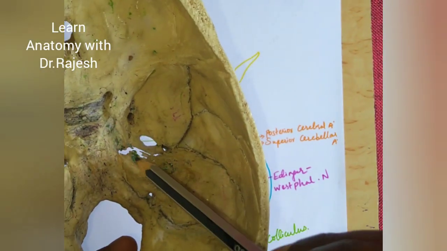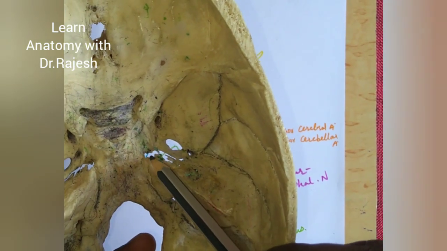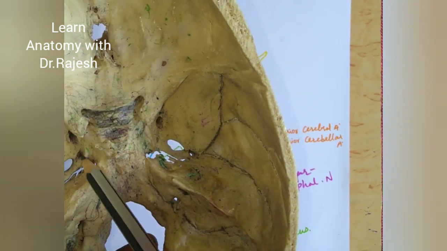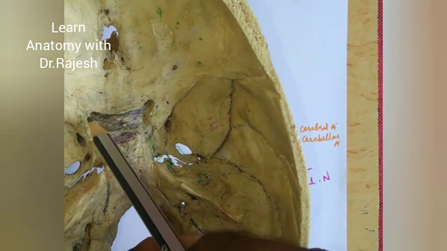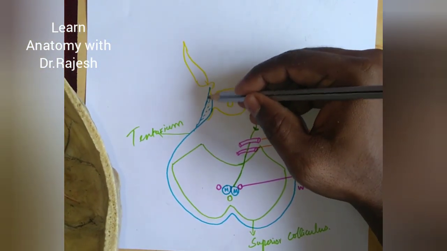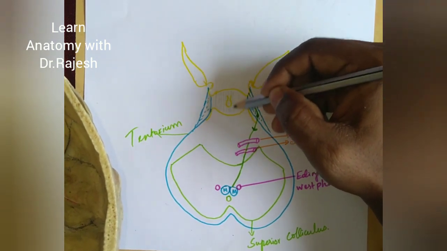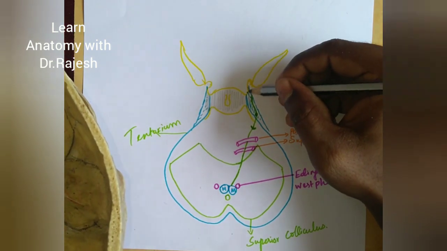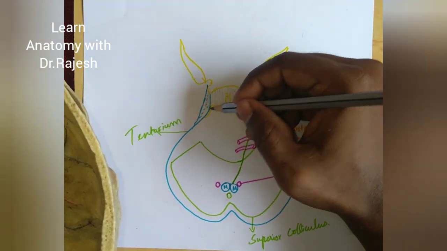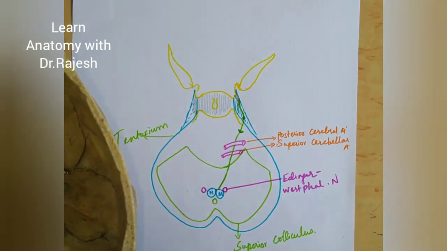So here will be the dura which will be attached here, that is the tentorium. Here the nerve pierces, and it will be related to the cavernous sinus which is located here. It will be related to the lateral wall of the cavernous sinus. So this is the location of cavernous sinus, and the nerve is related lateral to the cavernous sinus.